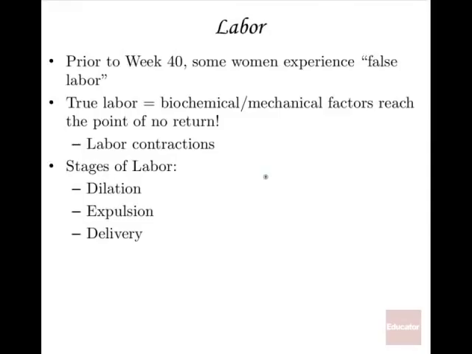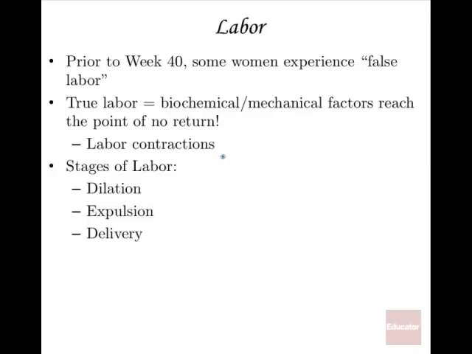So prior to week 40, some women experience false labor. So these are little bits of contractions in the uterine muscles that don't lead to real labor and real birth. So sometimes it'll be like week 35 or week 36, a woman will feel stuff going on down there, go to the hospital, and it's a false alarm. The baby's not ready to come out yet. True labor is when biochemical and mechanical factors reach the point of no return. The unconscious portions of the female brain have signaled, hey, it's time, this baby is ready. And labor contractions are what tell you it's true labor.